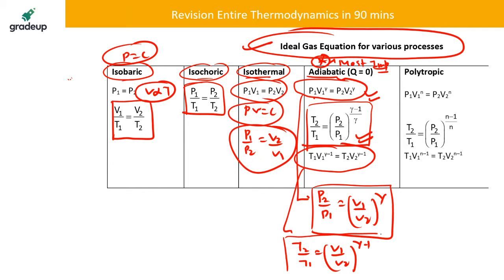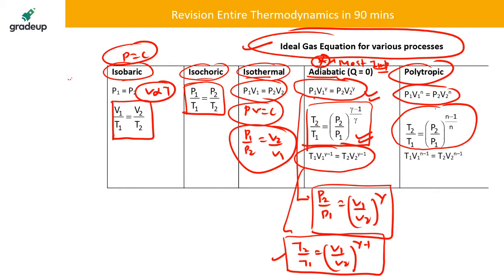So these equations are very important for the adiabatic process, and for the polytropic process the equation is almost the same. The only difference is that you have to replace gamma. Gamma will be replaced by n. This is the only difference between the polytropic and adiabatic process. Otherwise, the equation for the polytropic and adiabatic process is almost the same.